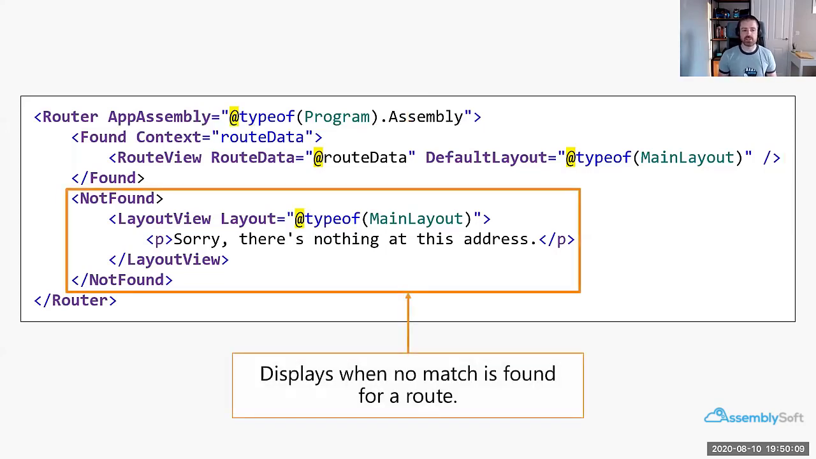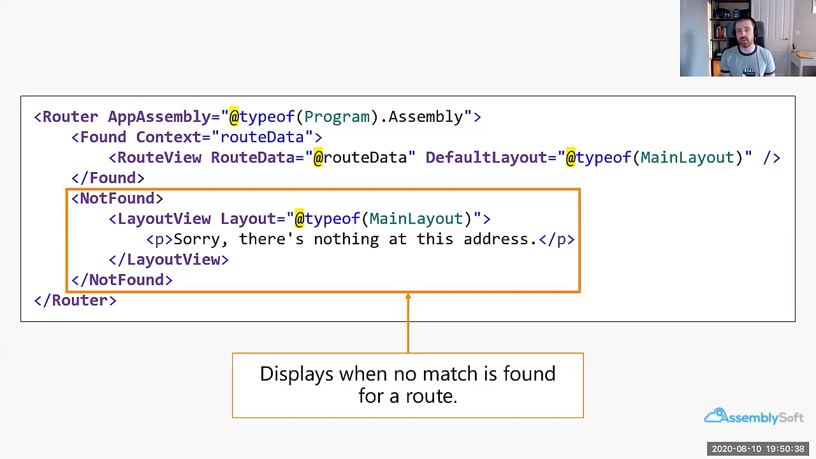And then the next section is the not found template. And again, you can probably guess what this is. This is what's rendered when it can't find a match for a route in that routing table. By default, it's configured using a layout view component. And a layout view component does one thing and one thing only. It allows you to specify a layout for the content to render in. So in this instance, this little "sorry, there's nothing at this address" message will get rendered into this main layout that's specified using the layout parameter there.